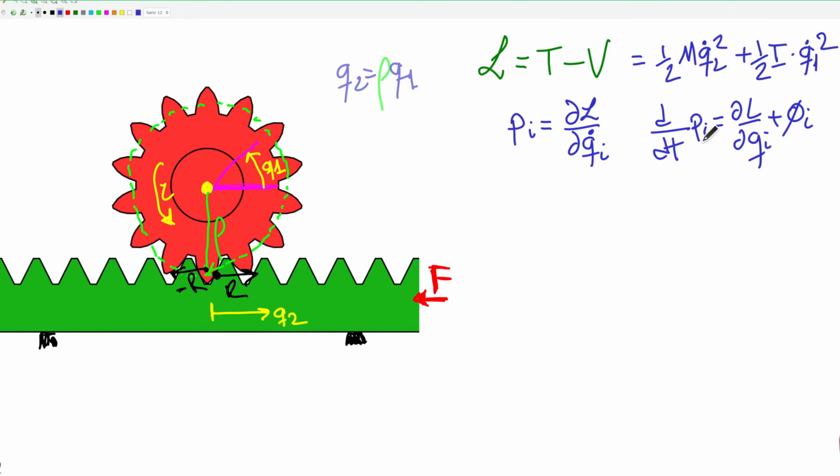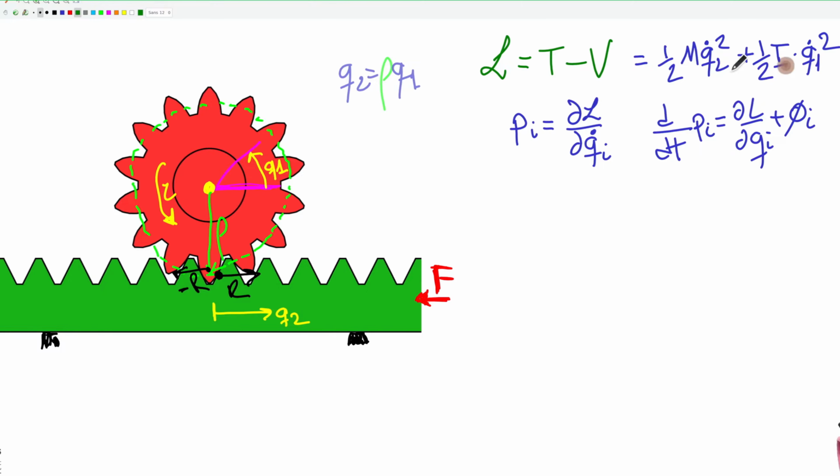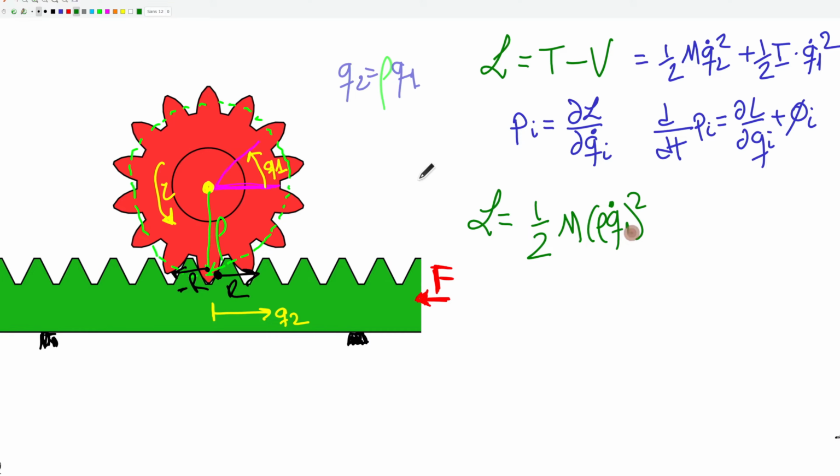But let us first do it the easy way, which is realizing that I don't need 2 letters in here because Q2 is just proportional to Q1. So if I express L as 1/2 m rho squared Q1 dot squared, because of course this implies this, plus 1/2 moment of inertia times, again, Q1 dot squared, then I have just 1 letter in the Lagrangian, so I need to apply these Euler-Lagrange equations just once.